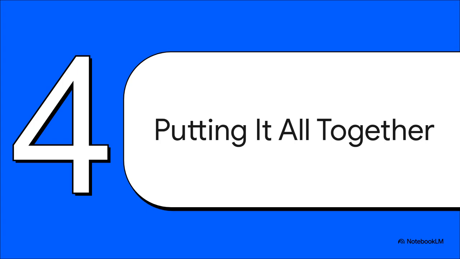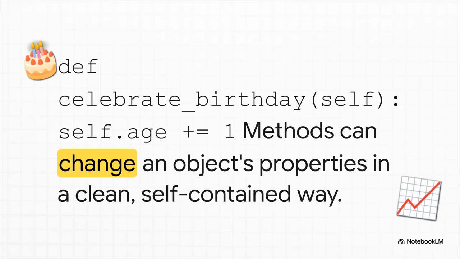Okay, so let's put it all together. How do properties and methods actually work together? Because honestly, this is where you start to see the real power of classes. And here's a great example. Methods aren't just for reading data. They can change it too. This celebrate birthday method literally reaches into the object, finds its own age, and adds one to it. It's such a clean way to manage things. Instead of you having to go in and manually change the age from the outside, you just tell the object, hey, celebrate your birthday, and it handles it itself.